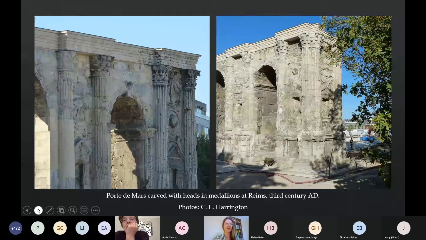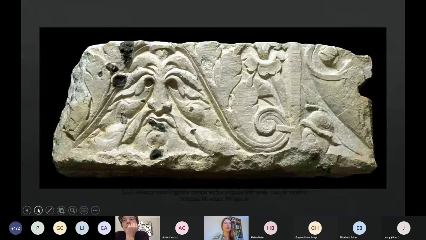In fact, survivals of Gallo-Roman foliate heads and masks abound, such as this 2nd century AD frieze fragment carved with a singular leaf mask and found near Périgueux in the south of France, near Bordeaux. Now, does it remind you of anything?